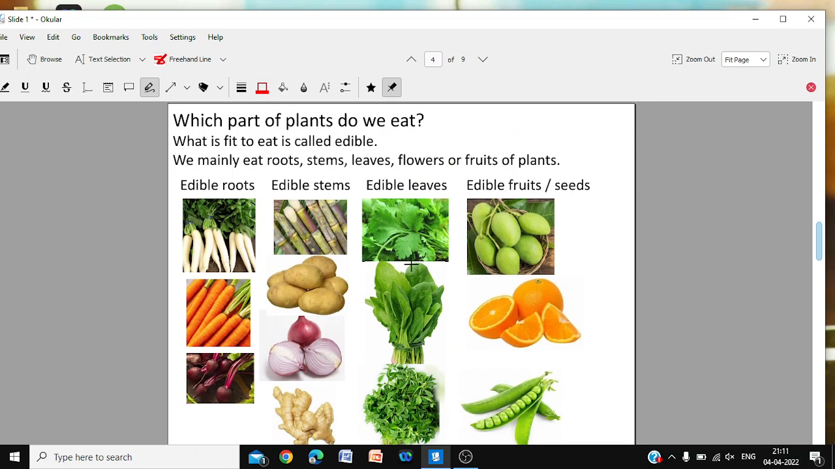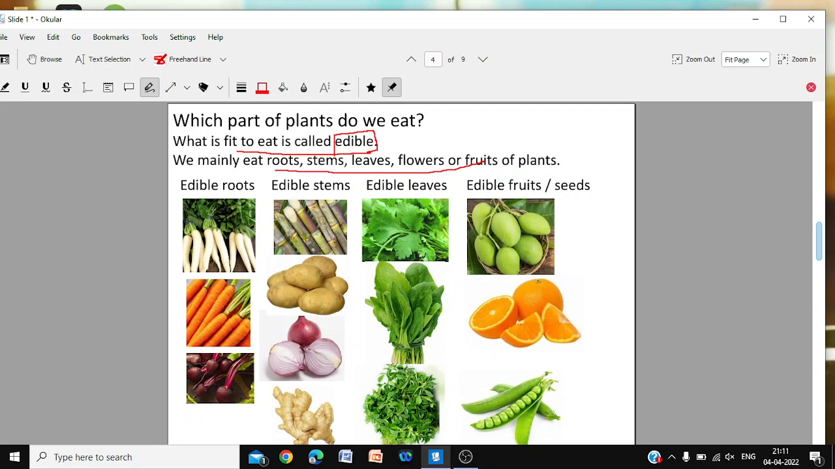Now, which part of plants do we eat? Whatever we eat or whatever is fit to be eaten is called edible. The word edible means it can be eaten. Mango is edible. A stone or a rock is not edible. We mainly eat roots, stems, leaves, flowers, or fruits of plants.